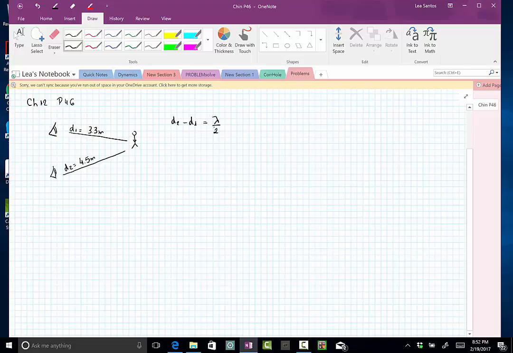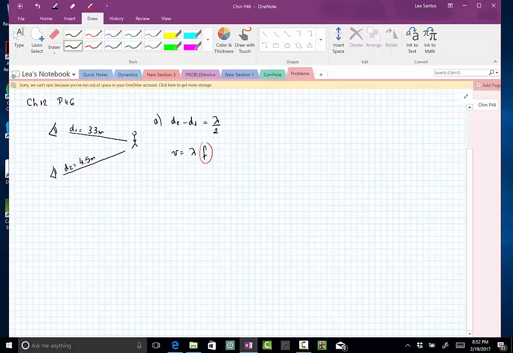So from here, I'm able to find this wavelength. With this wavelength, I'm going to write this equation, speed of sound, wavelength multiplied by frequency, and we'll be able to get this frequency. Okay, so we are done with question A.